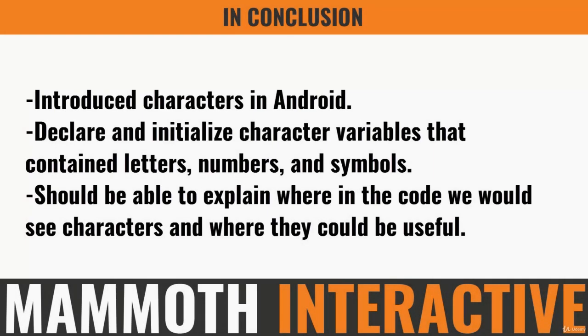So in this part we introduced characters in Android. We did that by declaring and initializing a few character variables. We had a character variable that contained a letter, one that contained a number, one that contained a symbol. And we printed them all out just to verify that characters, again, have to be 1 unit in length, have to be between the single quotations, but can contain anything within those quotations. So by now you should be able to explain where in the code we would see characters and where they might be useful, why we would use characters rather than another way of representing the variable.